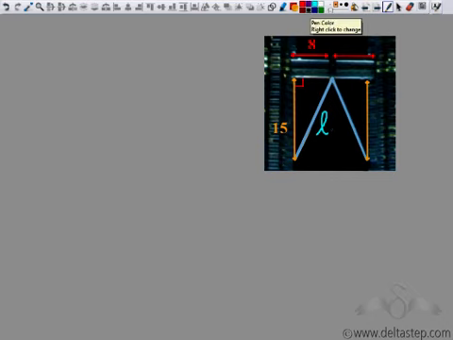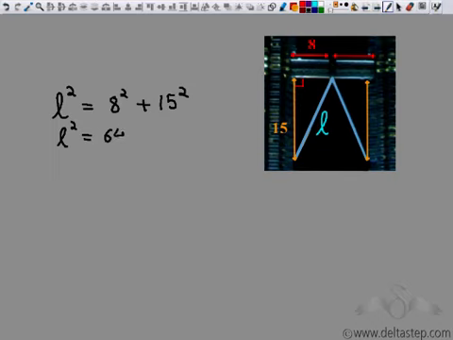So how can we apply Pythagoras theorem? This is a right angle triangle with hypotenuse L. So hypotenuse square is equal to sum of squares of the other two sides. The other two sides which are perpendicular are 8 and 15. So this would be equal to 8 square plus 15 square. So I can say L square would be equal to 8 square, which is 64, plus 15 square, which is 225. So I get that L square would be 64 plus 225, which is 289.